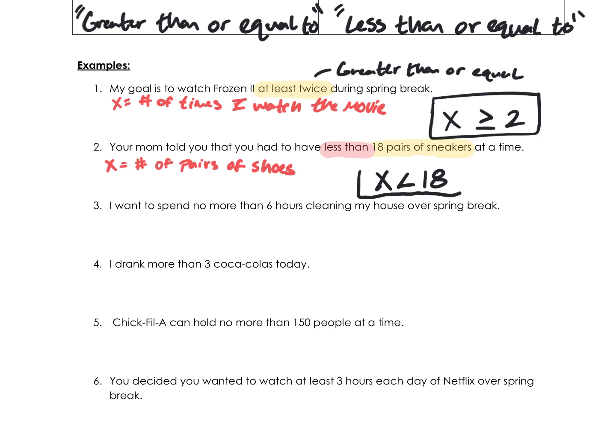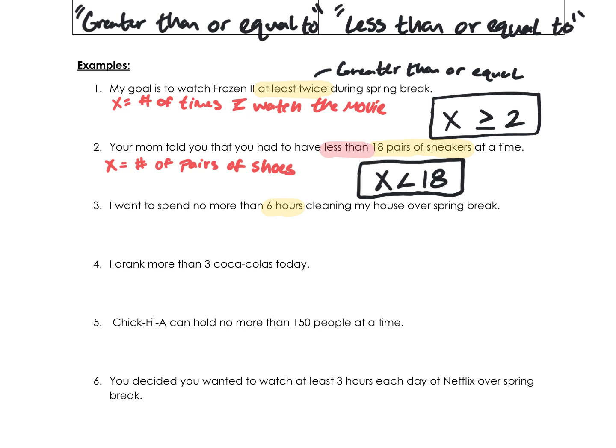Are there any questions on that? You feeling okay? You see how it's just picking out the number of something that sets your limit, and then it's going to be what inequality are you using? Okay? Number 3, I want to spend no more than 6 hours cleaning my house over spring break. Okay? So, what is the number that we're told? 6 hours.